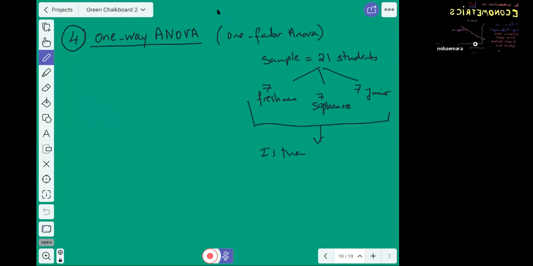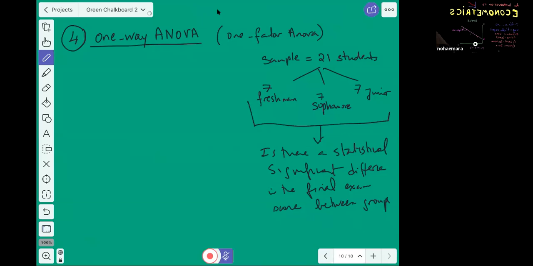Is there a statistical significant difference in the final exam score between groups? So I give everyone a final exam score. How many groups do I have? I have 21 students and I have 3 groups. And my question is about the final exam.